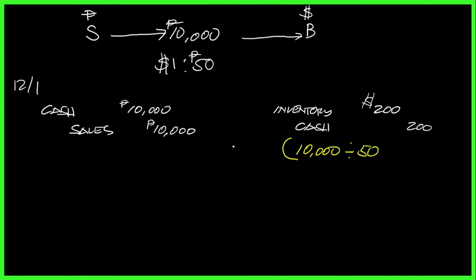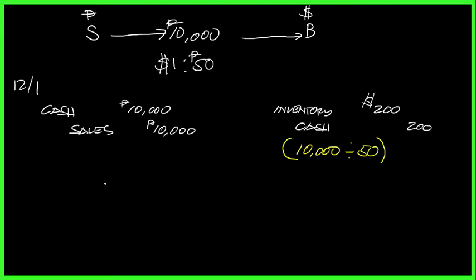So this is just an example. If you notice, there is no gain or loss. Why? Because the date of sale or purchase and the date of payment or collection is the same.